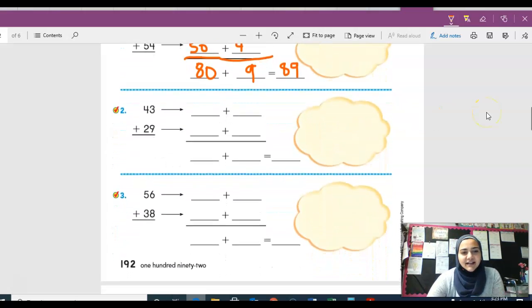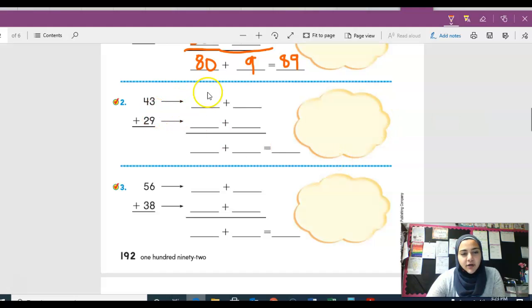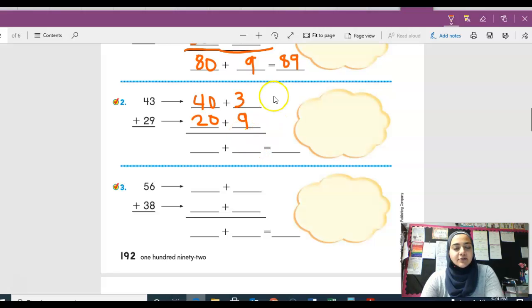All right, let's look at number 2. That's 40 plus what? How many ones are there? There's 3 ones, so 40 plus 3. And then here, there's 20 plus what? 20 plus 9. And now we have to add down. 9 plus 3 is 9, 10, 11, 12.